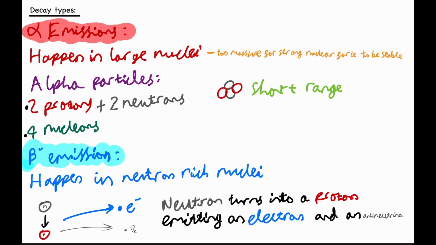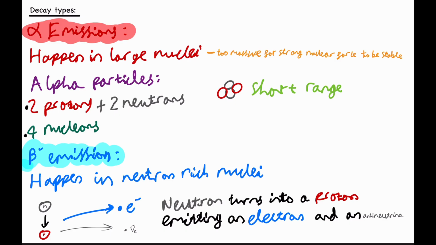And the alpha emission consists of alpha particles, which are made of 2 protons and 2 neutrons, and they have a very short range, so they look something like this. And 4 nucleons in total, because two protons, 2 neutrons.